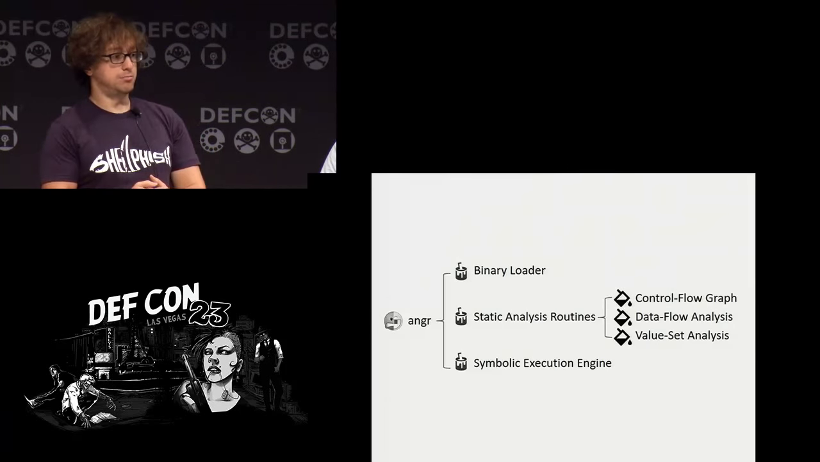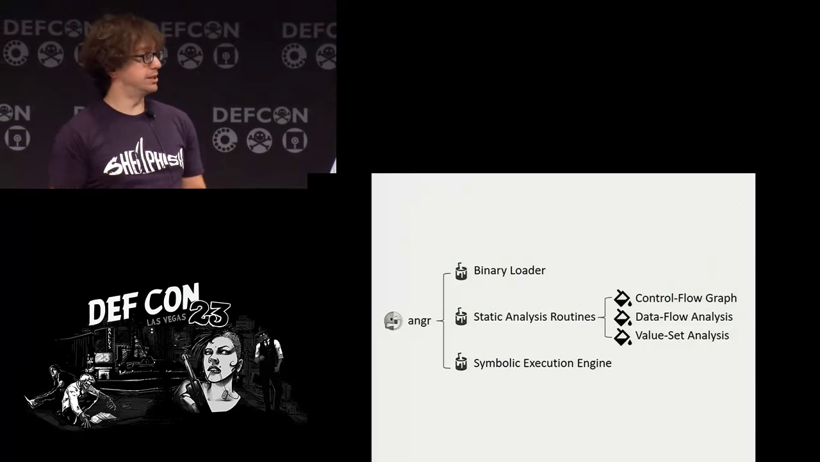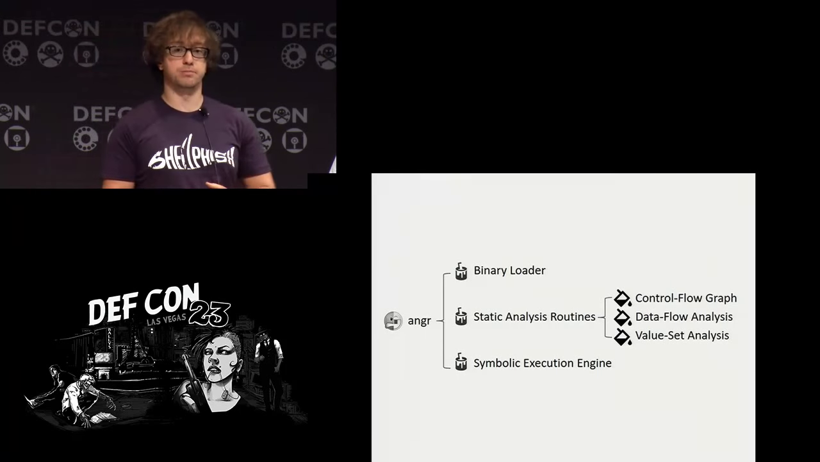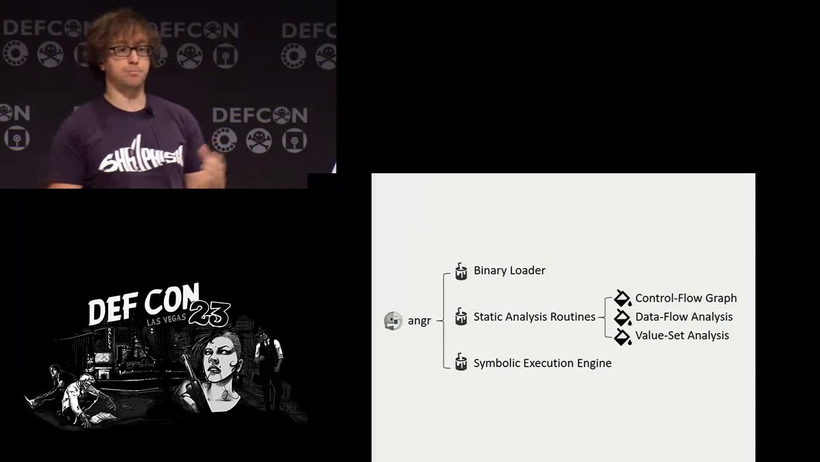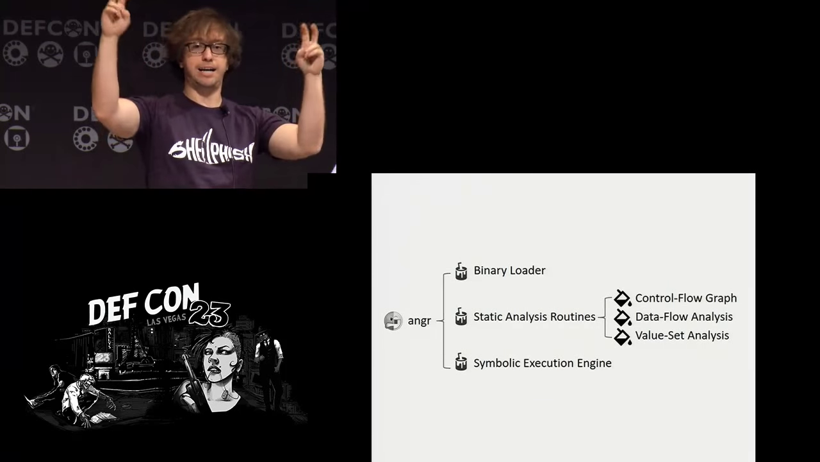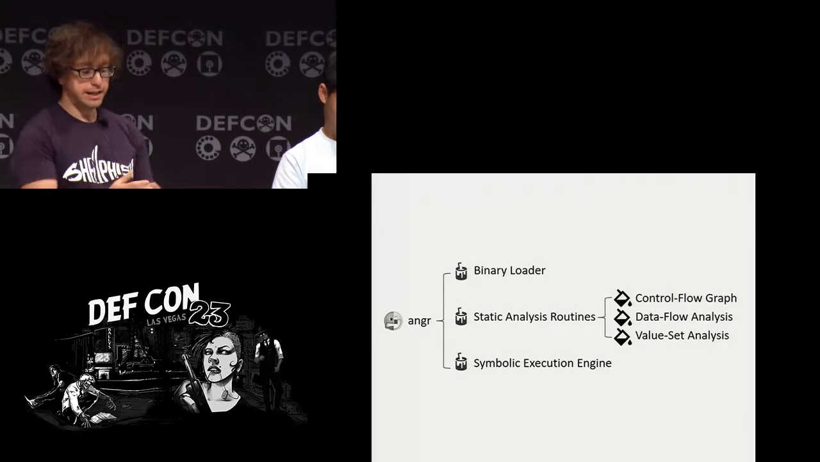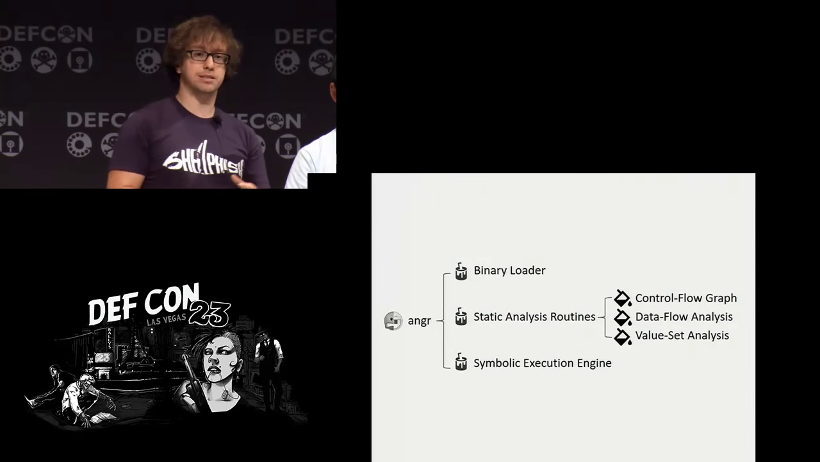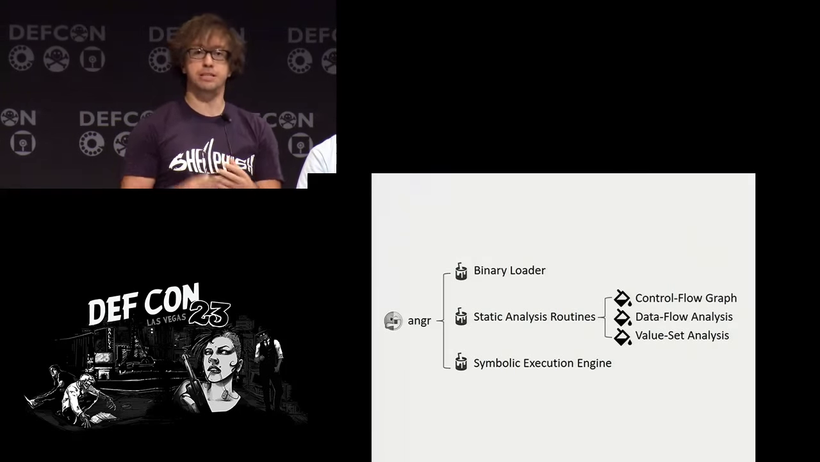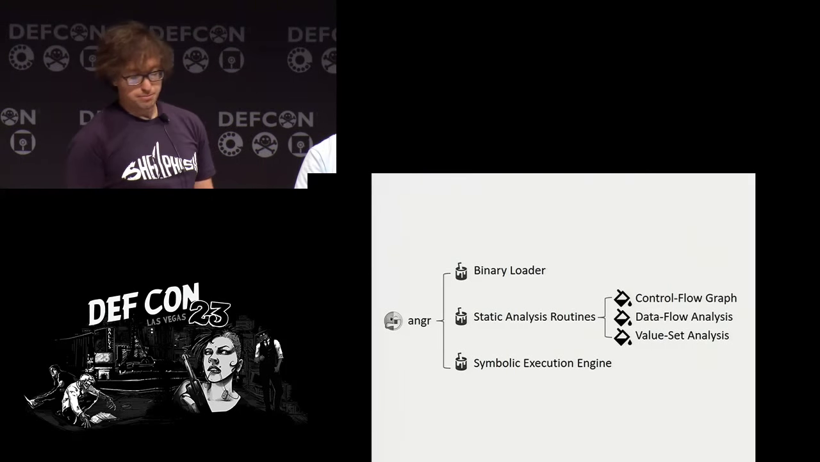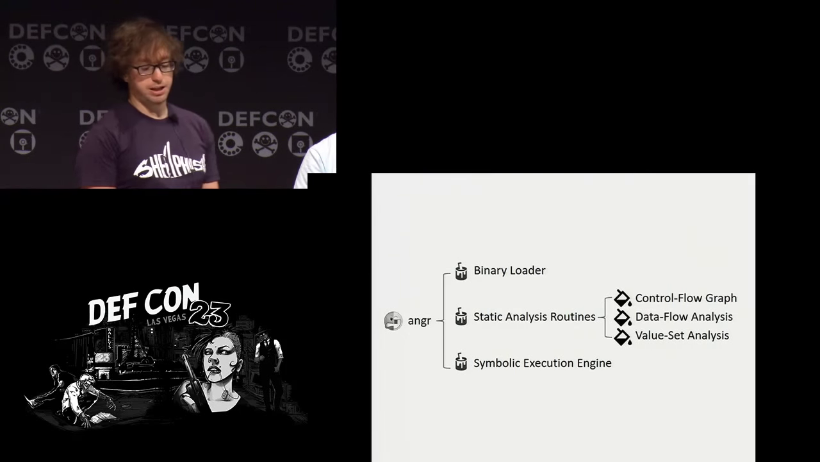We, of course, support Linux, FreeBSD, and binaries, and so forth. And we even support firmware images. So if you have a dump off of an IoT device and it's some firmware blob, angr can load it, tell you where it likely needs to be loaded in memory, and you can start analyzing it. We have a lot of static analysis routines. Fish will talk about them in more detail.